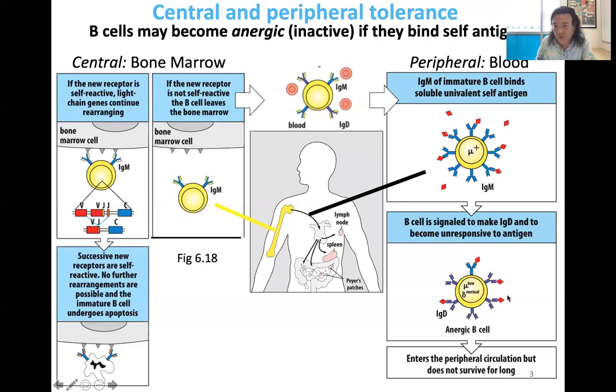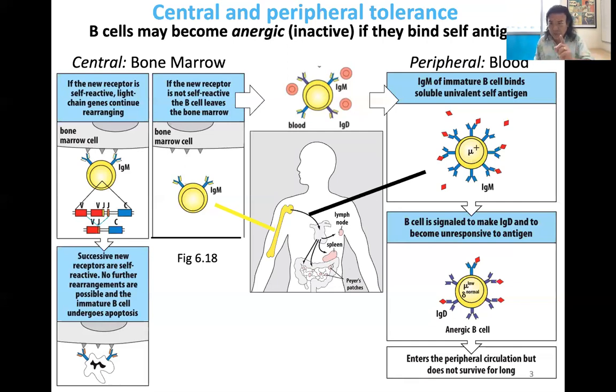And so this IgD form will also bind that red self-antigen, and that will send a strong signal into this B cell that, you know what, no, you're not going to work. You don't have to die right away, but you're just not going to go any further in your B cell development. So this B cell then becomes anergic. Anergic means basically inactive or shut down. It's just kind of there, and eventually it's just going to end up being recycled.